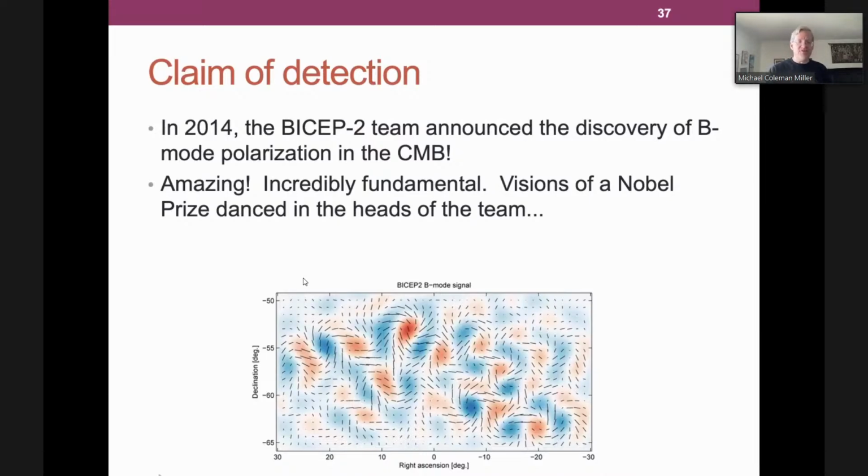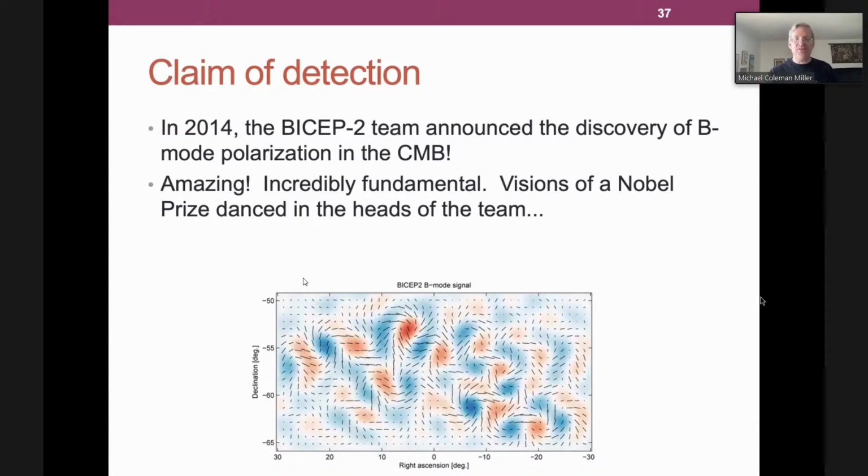Phenomenal. This is their signal. All these little lines are the direction of polarization, and hots and colds and things like that. This is stunning. It was incredibly fundamental. Visions of a Nobel Prize were in the heads of the team. They went on victory tours. We had a presentation by one of the members of the team, welcome to the gun show, right? Because biceps are guns in some slang. We had a theorist who basically said that the magnitude of this was exactly what was predicted. So everyone was really happy about this.